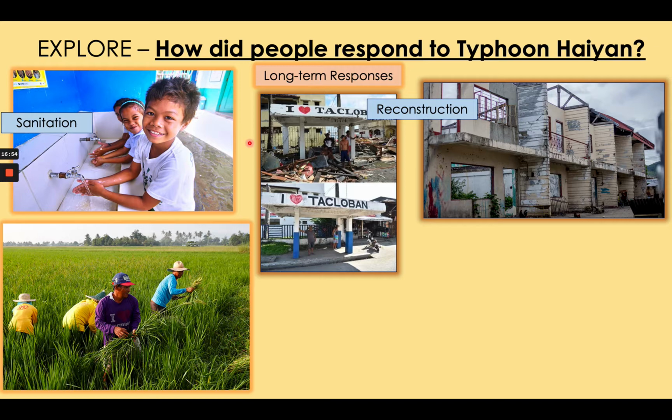Salinization, which is when salt water enters farmland, killing crops, meant that these trees would not be able to regrow for a long time, more than a year. Not only that, the fishing boats having been destroyed meant that fishing was not an option in the immediate aftermath, so the first few weeks after the tropical storm hit. As a result, rice farming was adopted.